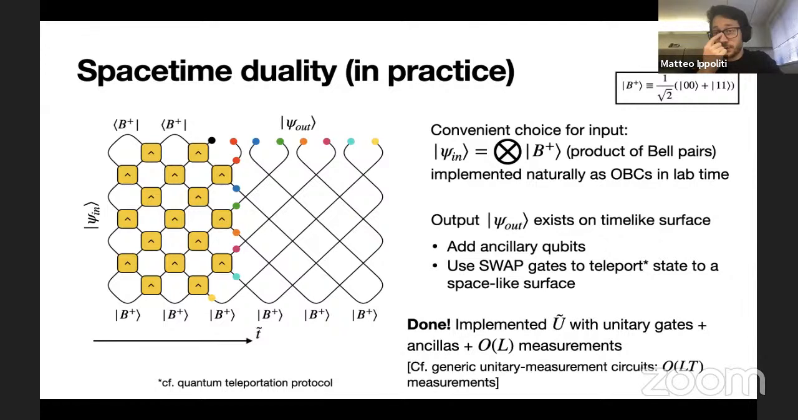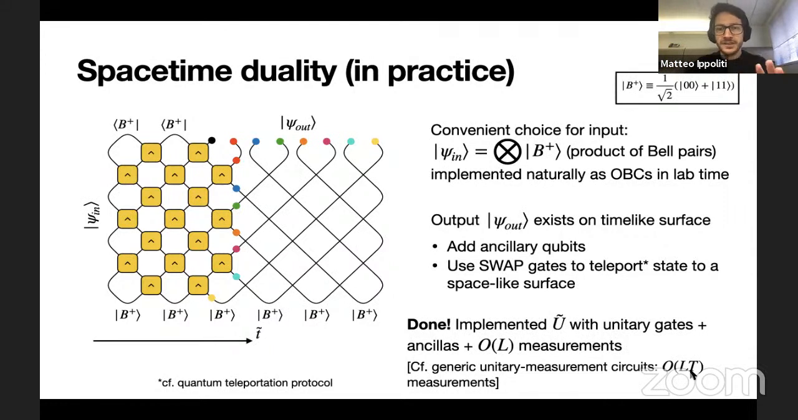So in the end, this concludes the protocol, because we're done. We've got our output state that we wanted, and we got it at the expense of doing only unitary gates, which is fine. We have them in our toolkit. A small number of ancillary qubits, which is also fine, and some order L quantum measurements. So that's the costly part, but it's important to emphasize that this is order L as opposed to order L times T. So it doesn't scale with the depth of the circuit, which is a much lighter overhead than the case in which you're doing measurements everywhere inside your bulk space-time of the circuit.